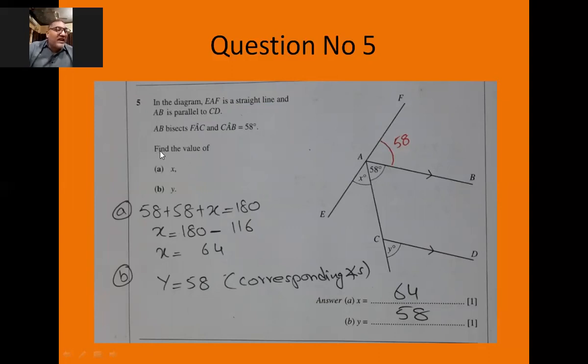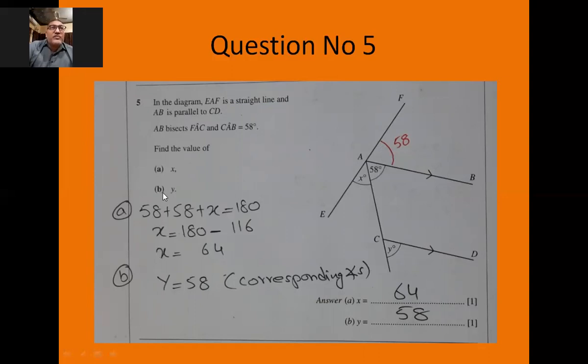He says to find the value of the x. So you want to find out the value of the x. So you see this x, this 58, they are adjacent angles on a straight line. So they are making a straight line. So x plus 58 will be equals to 180 because the sum of the adjacent angles on a straight line is 180. So you will have x plus 180 minus 116. So x will be equals to 64. So this angle x is 54.